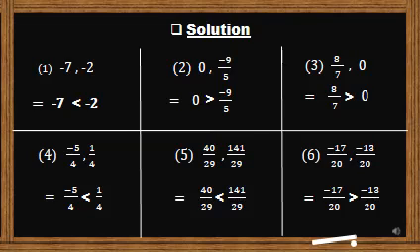-17/20 and -13/20. Here if we ignore the negative sign, 17 is bigger, 13 is smaller, but there is a negative sign, so it will become opposite, means 13 will become greater and 17 will become smaller. So -17/20 is less than -13/20. Okay, now we will see our seventh question, which is a little bit different from these 6 sums.